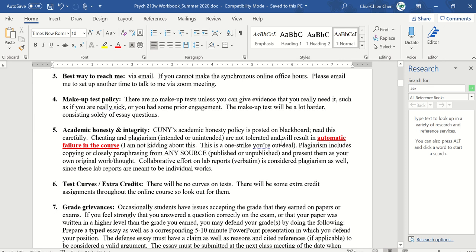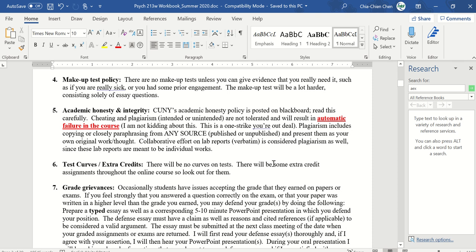There is no makeup test policy unless you can give me a good reason, such as if you're really sick or you have some prior engagement, like someone's engagement party or wedding or whatnot. So these are legitimate reasons, and I need some evidence in order to give you the makeup test.